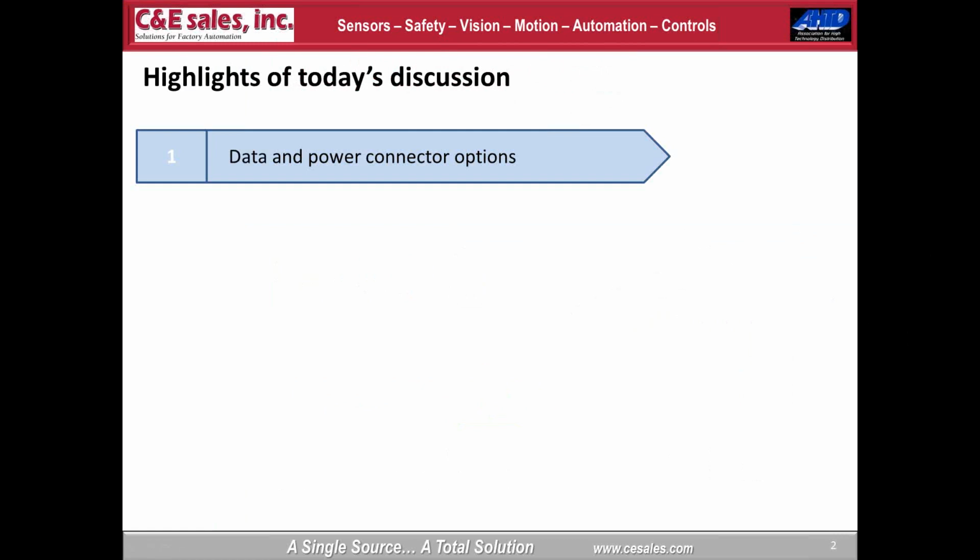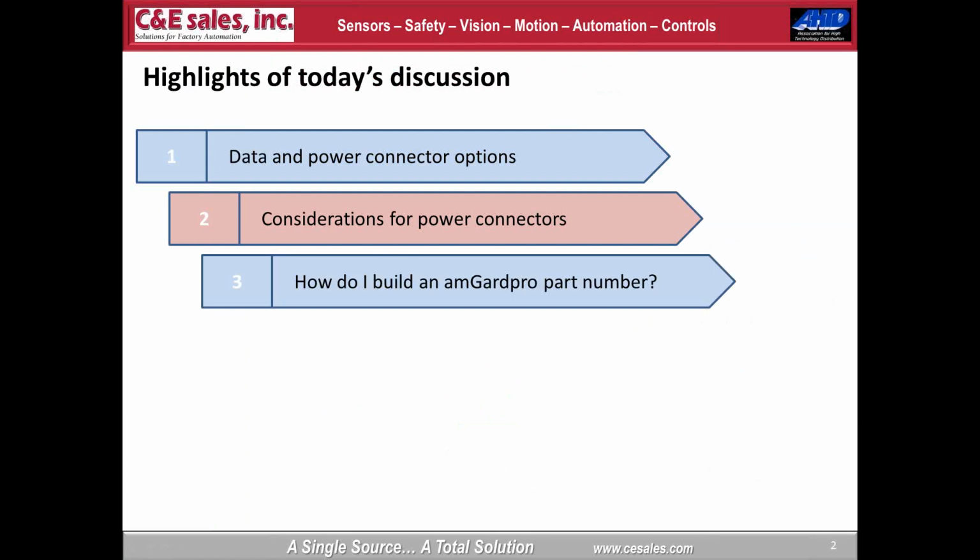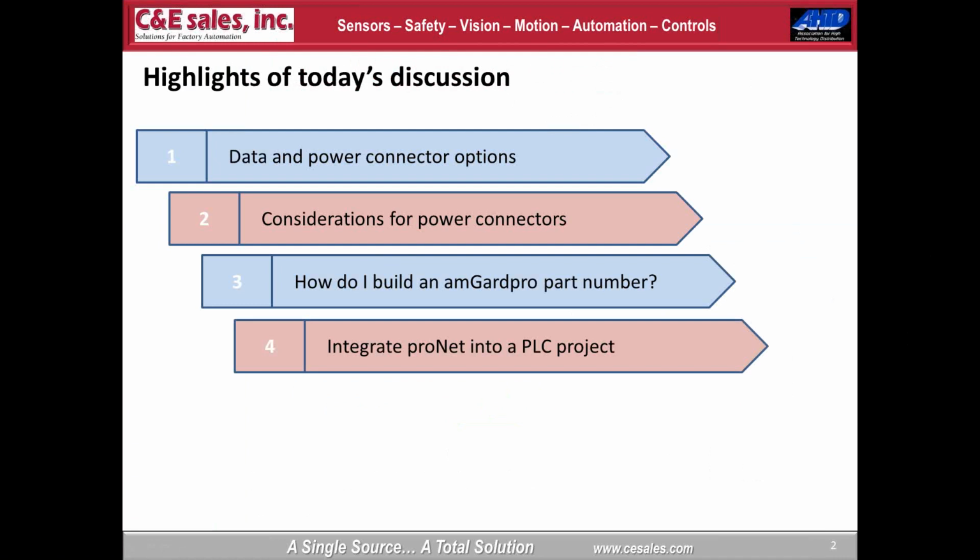So what we're going to talk about today is there are a number of options for connecting the network and the power required for these units. There are some considerations that you need to be aware of when you're selecting your power connectors. And we'll take a brief look at an amGardpro part number. One of the things I hear from a lot of customers is these part numbers are very long, and that's a function of the great flexibility you have in configuring a Fortress system. But we'll take a look at one that might help you understand them a little better. And then finally, we're going to show you how I integrated a ProfiNet module into one of my PLC projects.